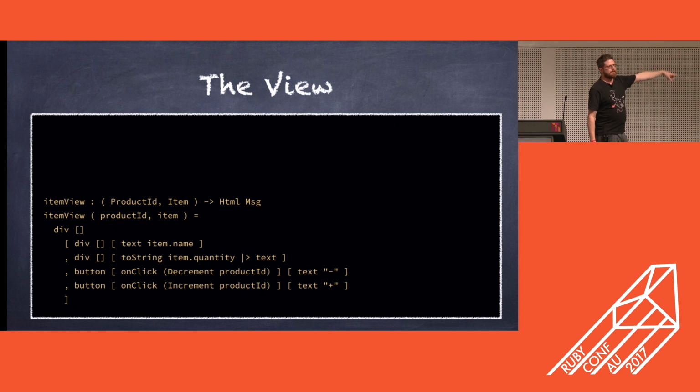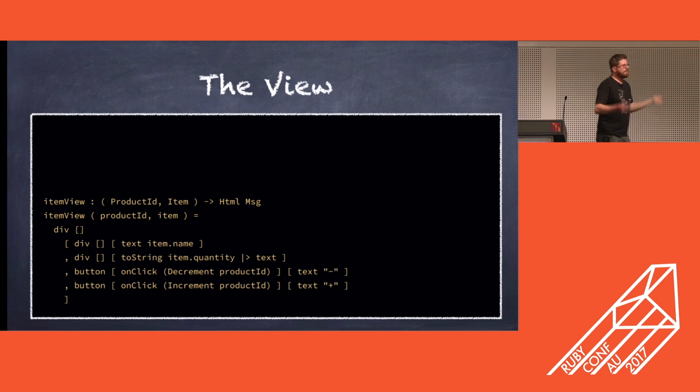So these div and button functions are part of the Elm HTML package, and they all work sort of the same way. They take 2 parameters. The first parameter is a list of attributes, and the second parameter is a list of children. So you can nest things very naturally the same way you would do in HTML. So very simple here. I've got the name of the item, the quantity, and buttons to increment or decrement. And you can see the onClick is just referencing my message types there.